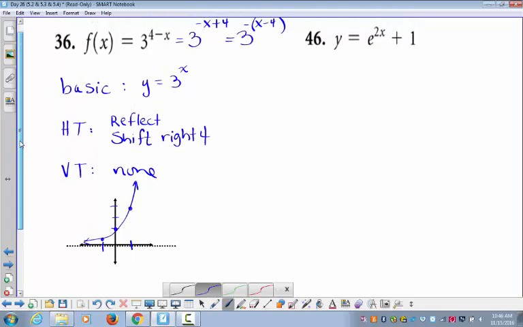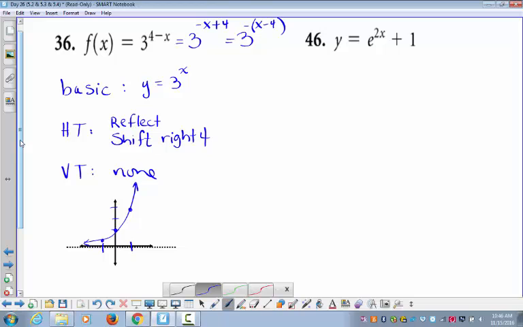Now we're going to do these in order. So horizontal transformation: reflect horizontally. That means through the y-axis. So our reflection, we're going to pull this point over there, push that point to the right. Something like that. That basically is y equals 3 to the negative x.